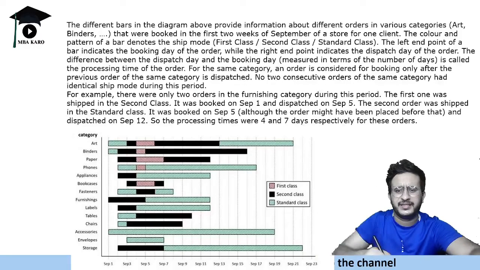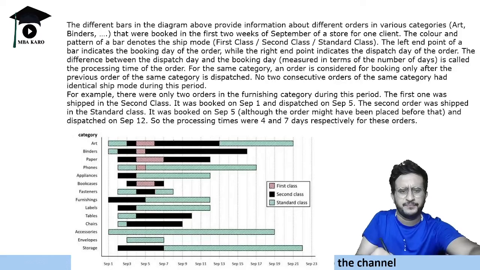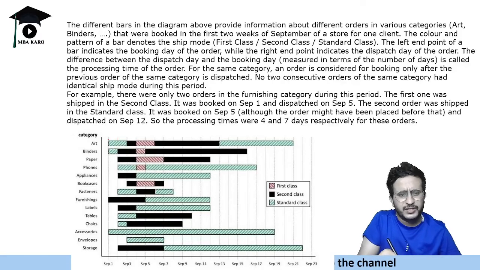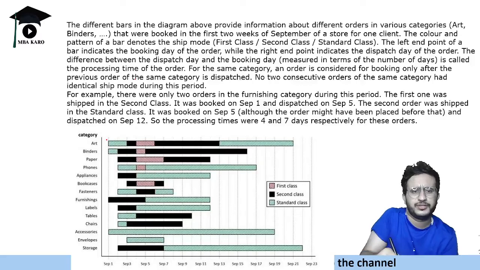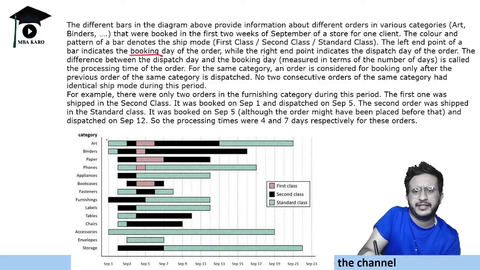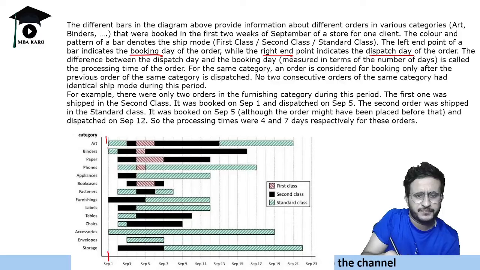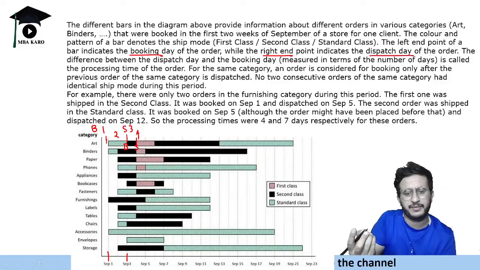So it is given that, let's say you are given an order. So this is the order. There are 2 points, so the left hand point shows the booking day and the right hand point shows the dispatch day. So it was booked on 1st of September and shipped on 3rd of September. Booking on 1st and shipped on 3rd, so the processing time is 2 days. Now the second order was booked on 3rd, shipped on 4th. So this is the booking day and the shipping day, so processing time of 1 day.